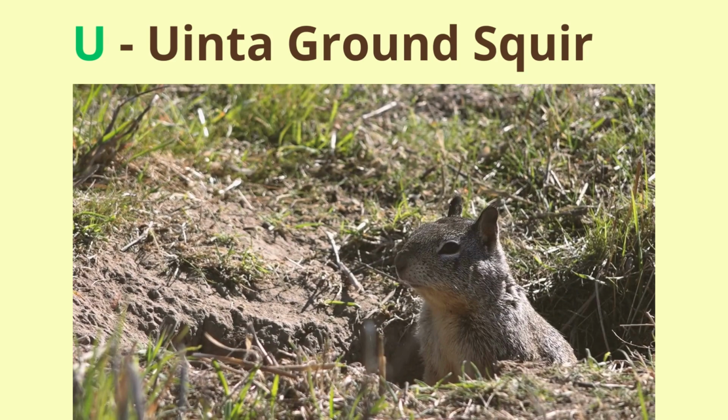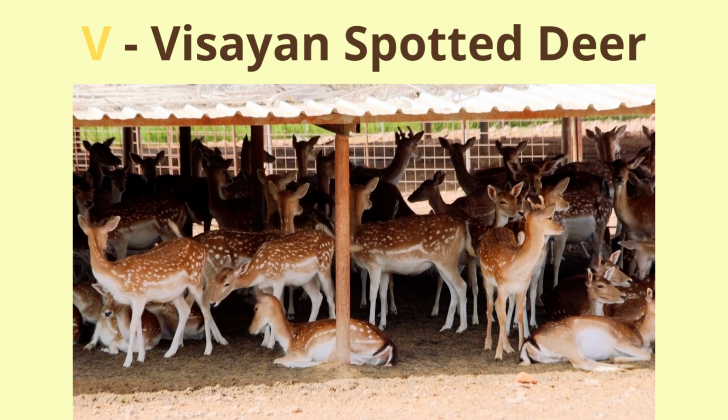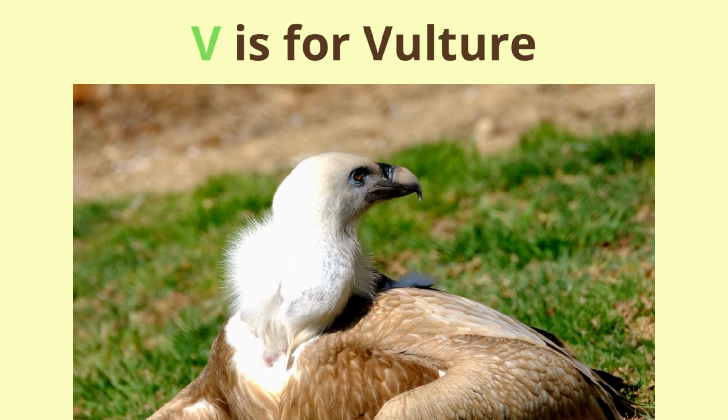Letter V is for vervet monkey. V, vervet monkey. V is for Visayan spotted deer. V, Visayan spotted deer. V is for vulture. V, vulture.